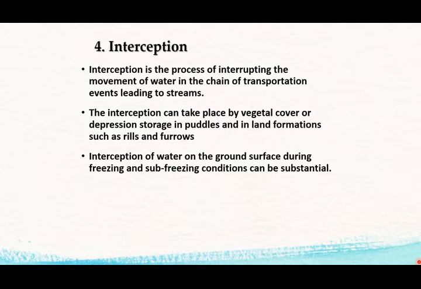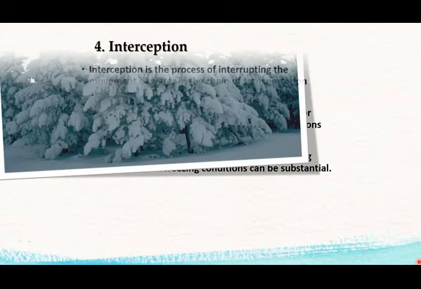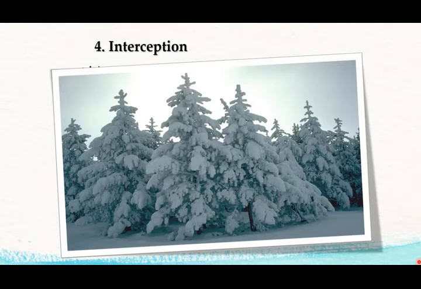The next process is interception. Interception is a process of interrupting the movement of water in the chain of transportation events leading to streams. The interception can take place by vegetal cover or depression storage in puddles and in land formations such as rills and furrows. Interception of water on the ground surface during freezing and sub-freezing conditions can be substantial. The interception of falling snow and ice on vegetation also occurs. The highest level of interception occurs when it snows on conifer forests and hardwood forests that have not yet lost their leaves.